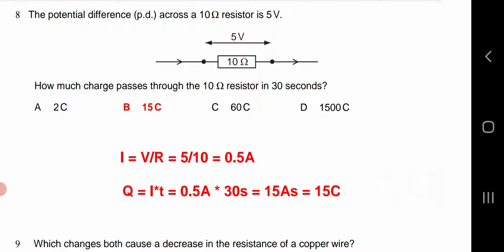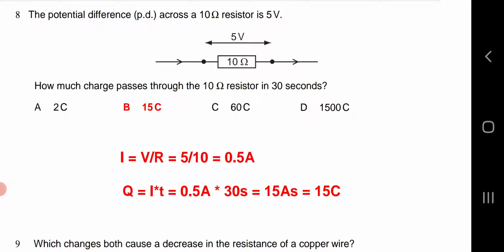Question number 8. The potential difference across a 10 ohm resistor is 5 volt. How much charge passes through the 10 ohm resistor in 30 seconds? Resistance is given, volt is given, so from Ohm's law we can find the value of current. I is equal to V over R from Ohm's law, and that is 5 over 10. So I in this case is 0.5 ampere.